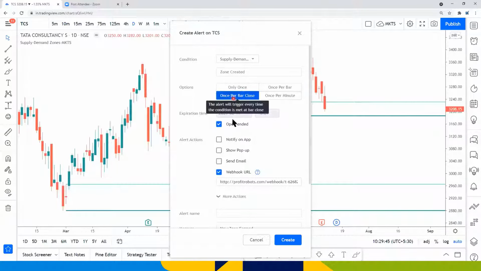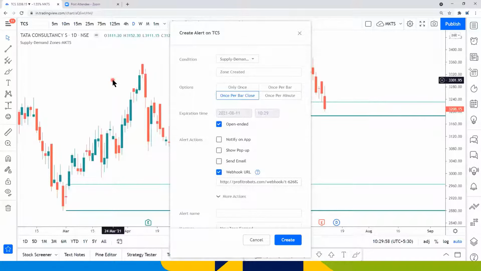So once per bar close, you can keep it open-ended. As long as the zones are formed, you'll keep getting alerts and notifications on the app, by email, all those options are there. But here, for every time frame, you're setting one alert. So this is going to give you alerts only on the daily time frame.